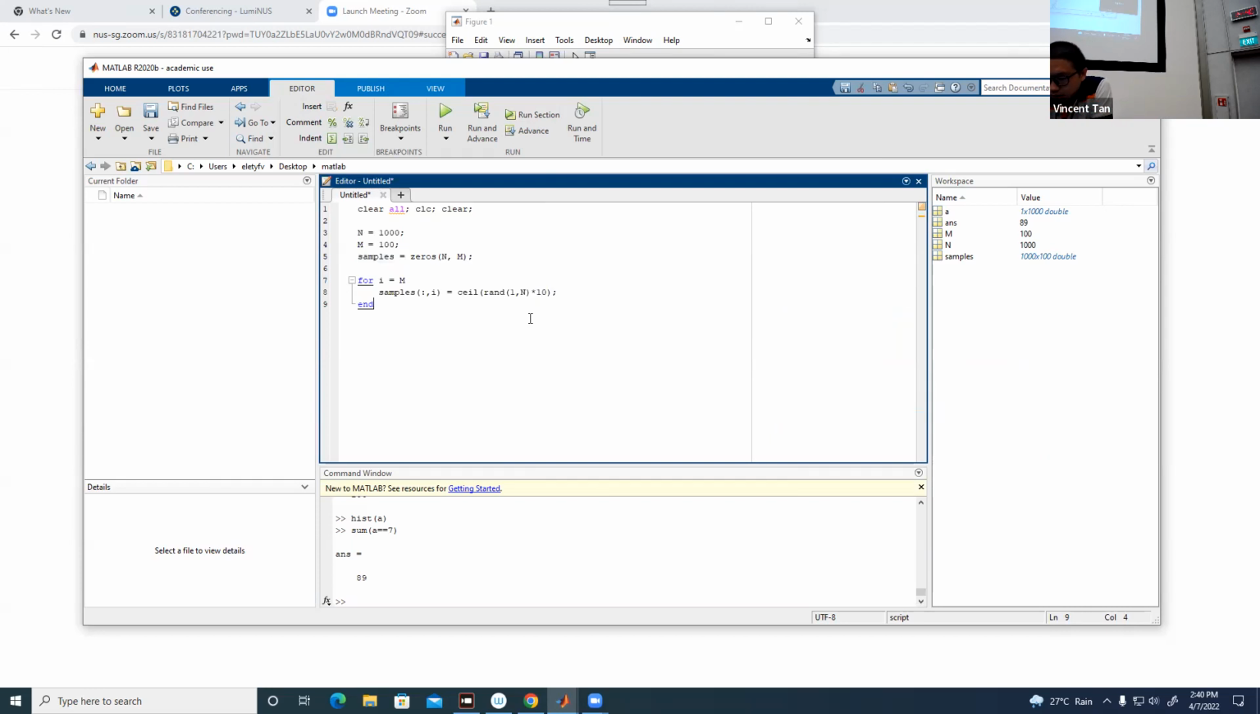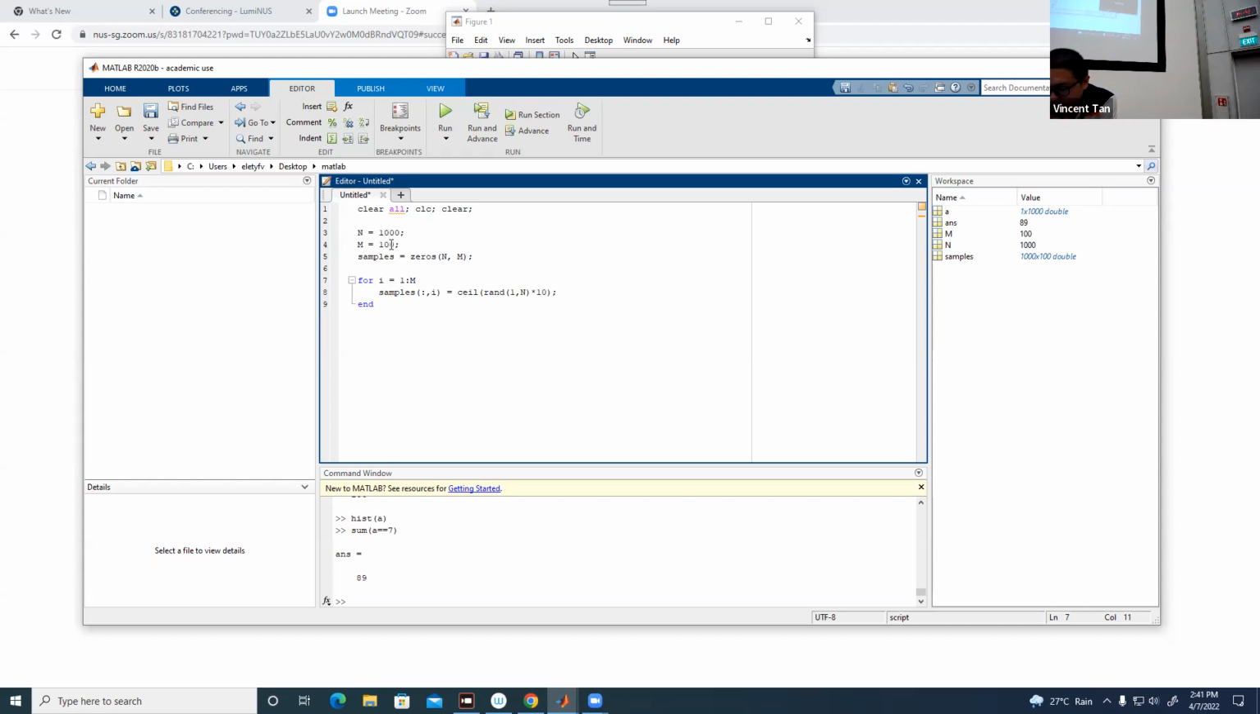Okay, right. So what is this? This one won't work like this. What am I doing here? So I am doing what I did just now over 100 times. So I'm generating 100 vectors of samples of 1,000 samples, where each one of the samples is a number from 1 to 10.